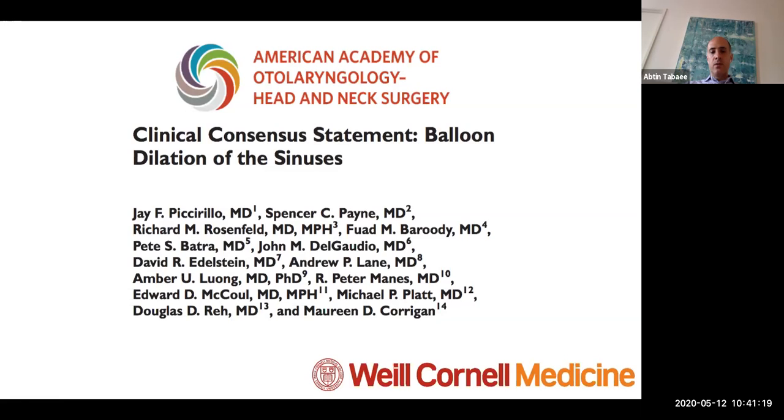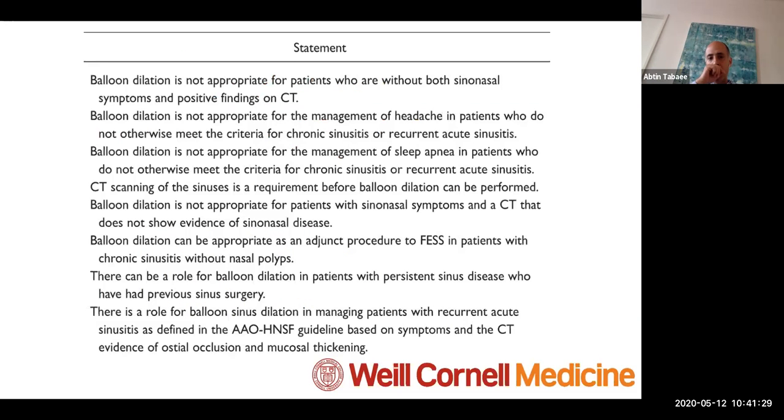Important also is to be thoughtful about using the balloon. This came out of the Academy as a position statement about 2 years ago, lead authored by Jay Piccarello. And so this statement meant to put the balloon in sort of a proper context in the way you approach sinus surgery. It did comment that the balloon is for patients who have sinusitis, so that has to be based on clinical evidence and CT evidence of sinus disease. It's not appropriate for nasal obstruction. It's not appropriate for obstructive sleep apnea. It's not appropriate for headache as an isolated symptom. But in the right patient, it has a role.